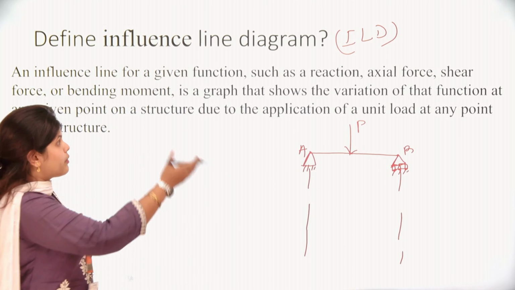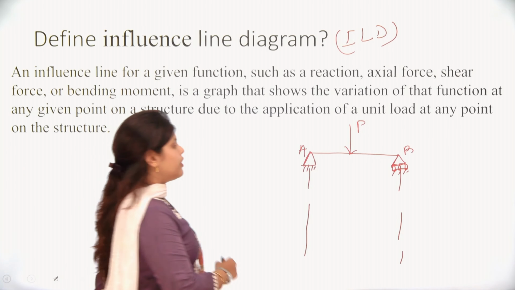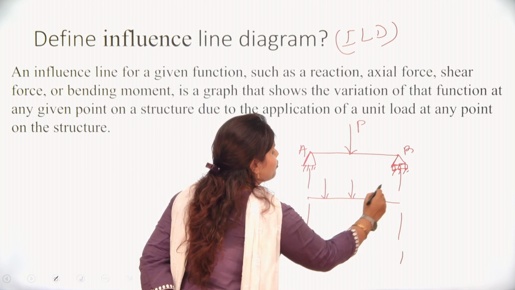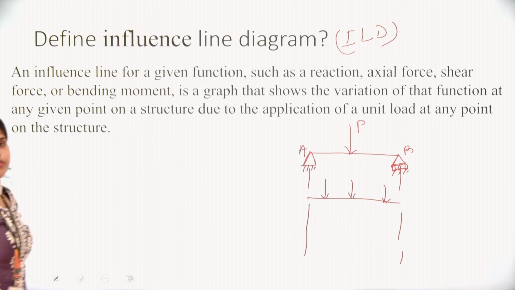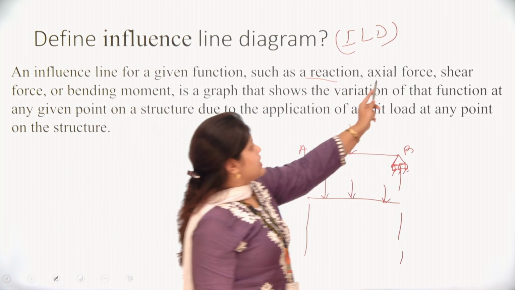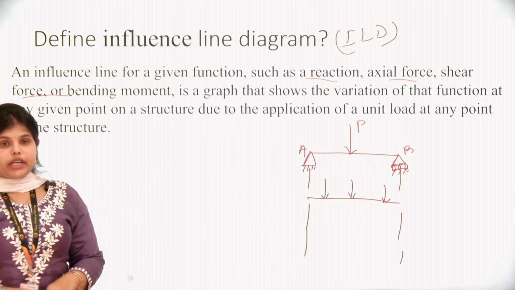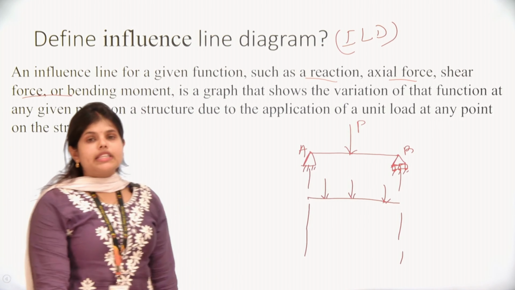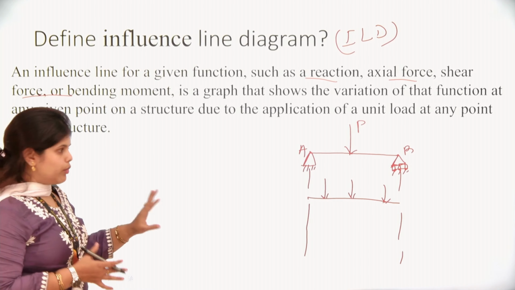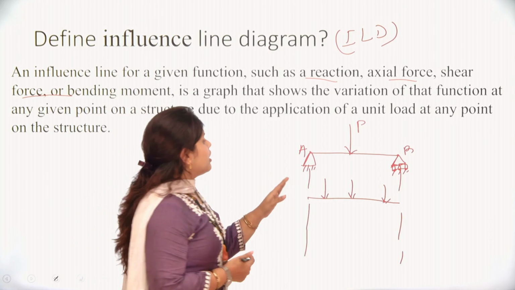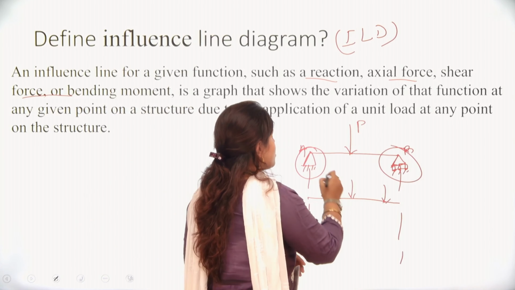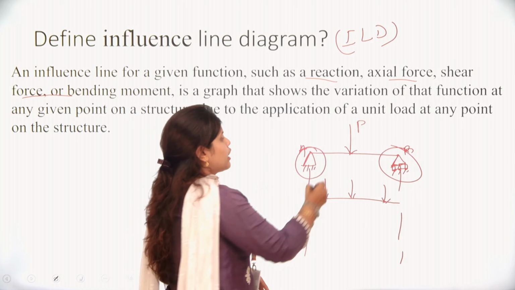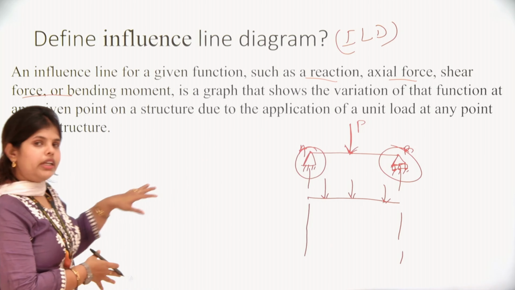But in the calculation of the influence line diagram, what will change? It changes the point of load. The load point will vary from point to point on that beam, and the reaction, axial force, shear force, or bending moment will change. That is your influence line diagram. Generally, you can remember that in shear force and bending moment diagrams, the supports will change, but when we think about the ILD, the point load or the unit load will change.